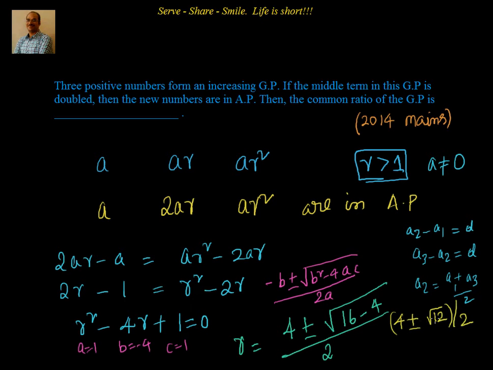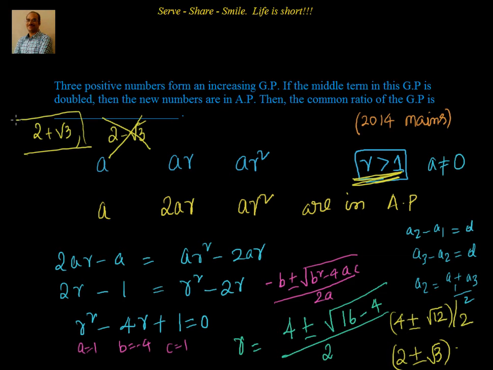But you know that root 12 is 2 root 3, so I can simplify that and write it as 2 plus or minus root 3, because 4 by 2 is 2 and 2 root 3 by 2 is root 3. So we have two answers now for R. One is 2 plus root 3 and another is 2 minus root 3. But we will not consider 2 minus root 3 because R is greater than 1. We want an increasing GP, then R should be greater than 1. So the correct answer is 2 plus root 3 is the common ratio.